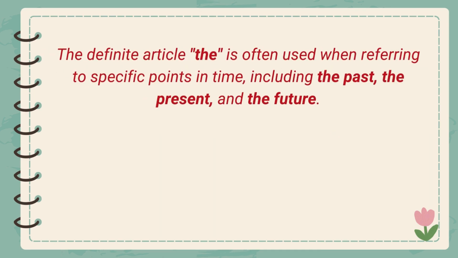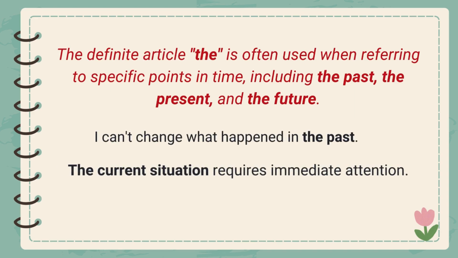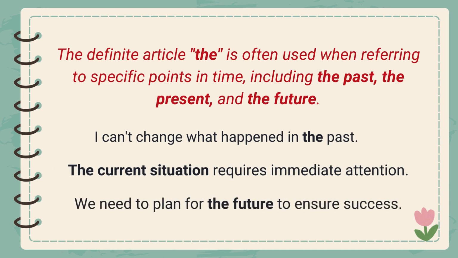The definite article the is often used when referring to specific points in time, including the past, the present, and the future. For example, I can't change what happened in the past. The current situation requires immediate attention. We need to plan for the future to ensure success.